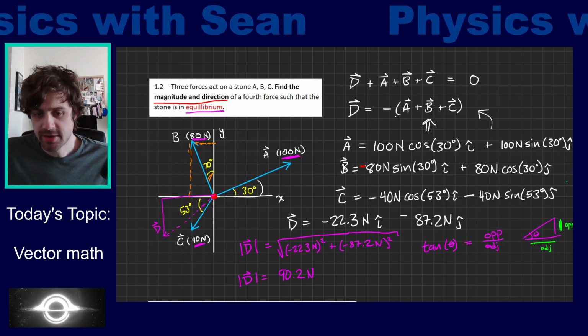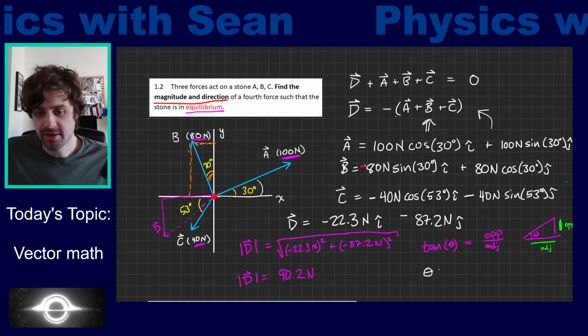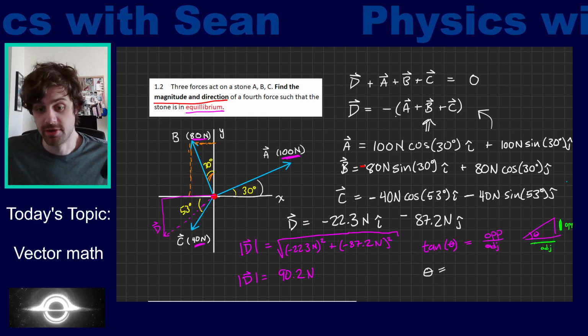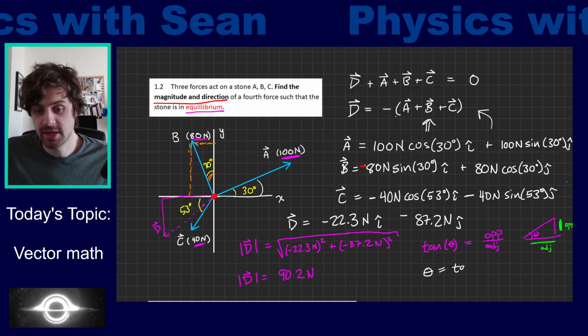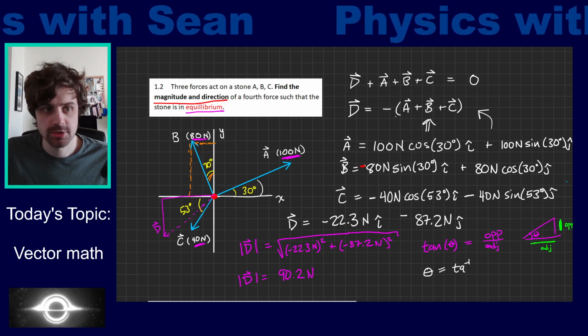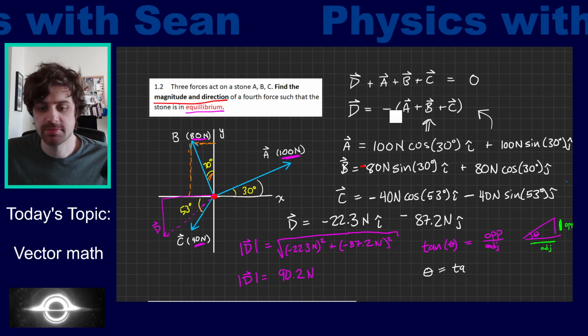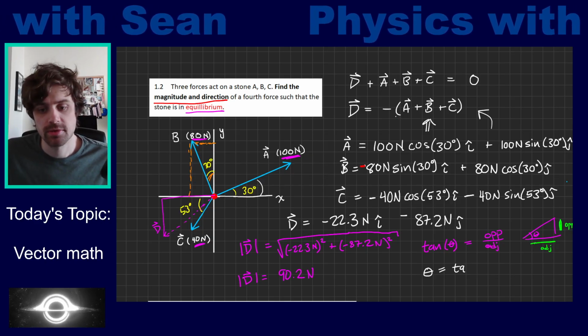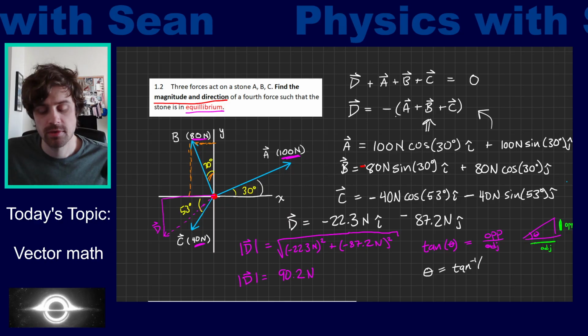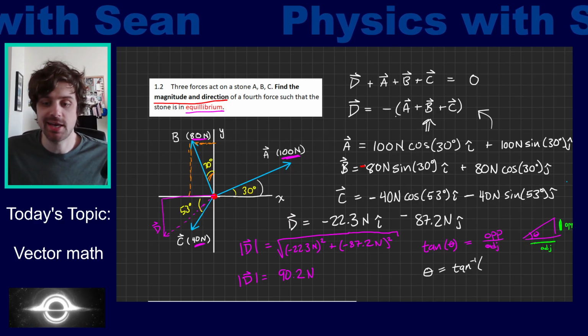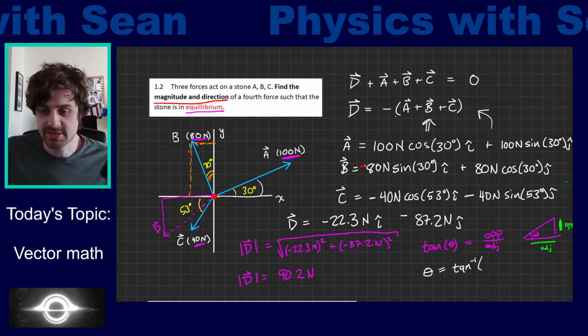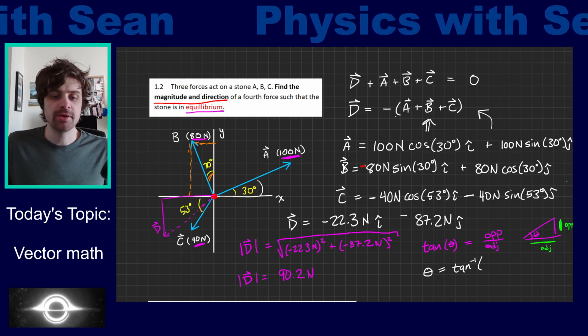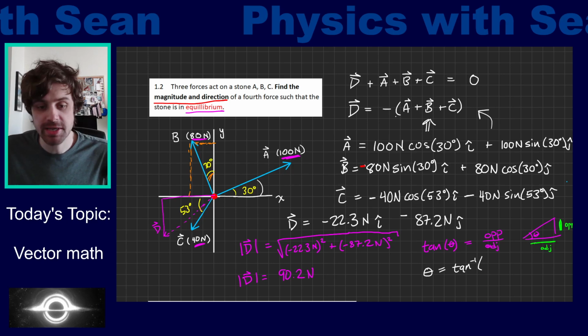I can move this around and say that theta, right? We're trying to find the angle, trying to find the direction here. So theta is equal to the inverse tangent of the ratio between the opposite side and the adjacent side of this right triangle, which in the case of vector D, we have that information.